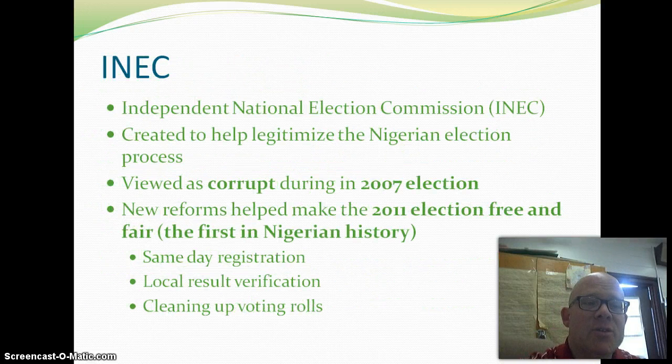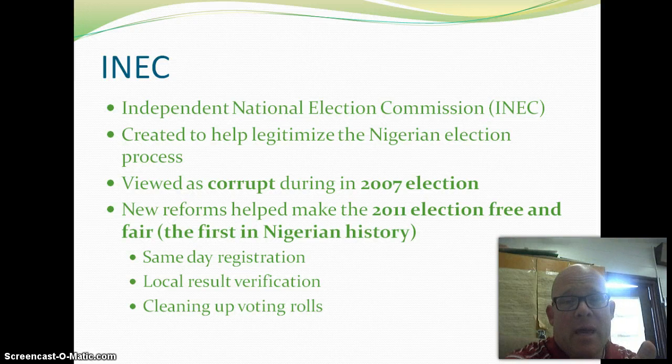All right, the Independent National Election Commission was created to help legitimize the Nigerian election process. So again, it was created to try to make things free and fair in those democratic elections in Nigeria. Again, a checkered past, and really the darkest point in its history was back in 2007. That election that elected Yar'Adua to the presidency is characterized as one of the worst, filled with corruption.